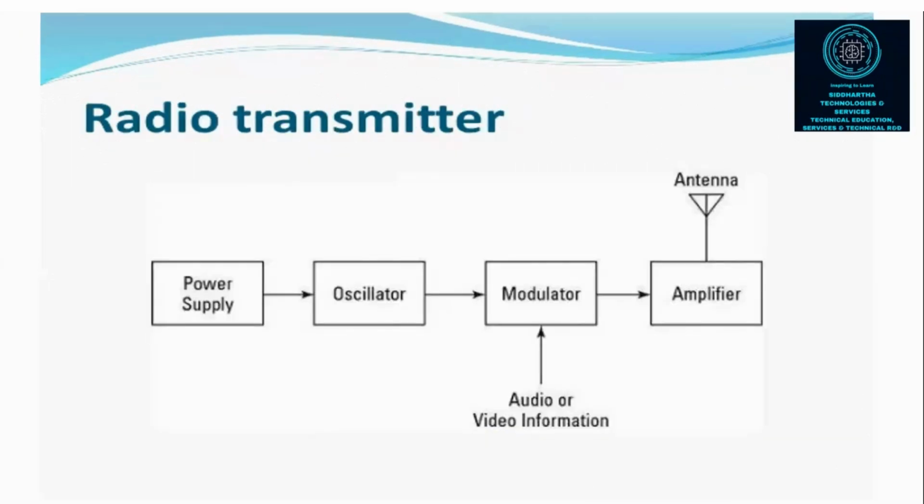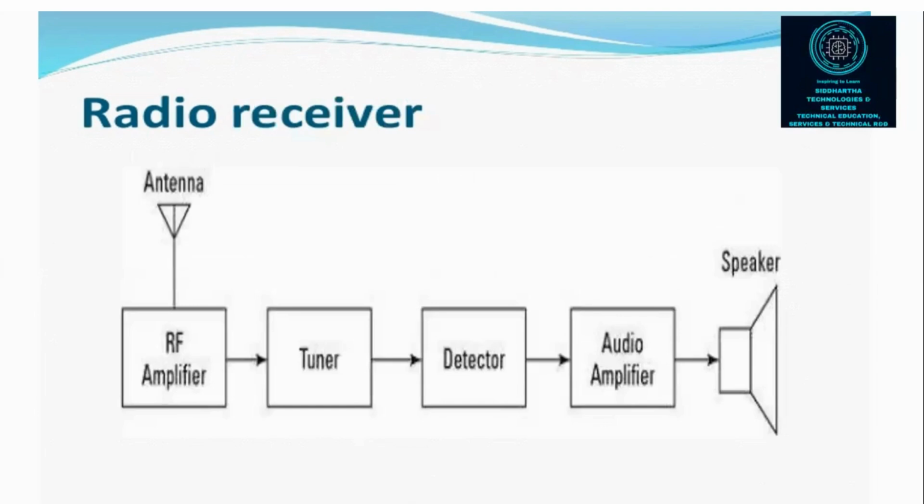Right? So in radio transmission, as we have already discussed, there is the transmitter: power supply, oscillator, modulator, amplifier, and then antenna. The amplifier here is a power amplifier. Whatever the information is, video or audio, you give it to the modulator because the mixing takes place there. Next is the radio receiver, just exactly the reverse of this.